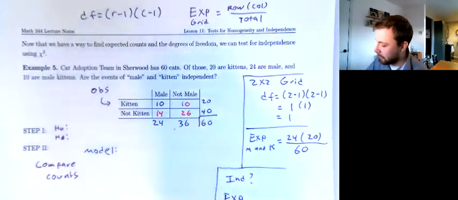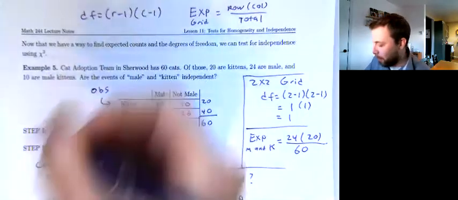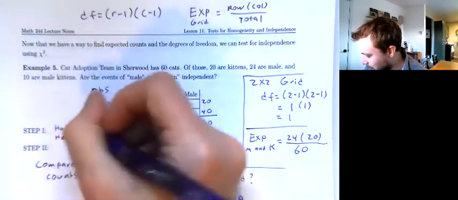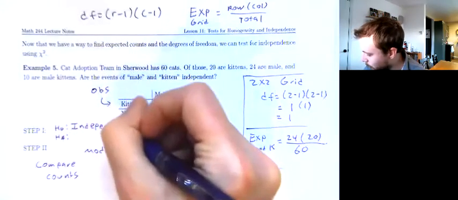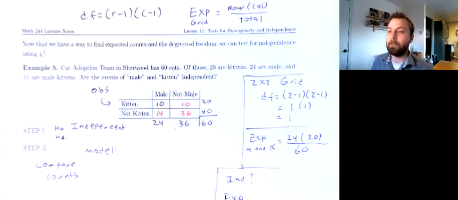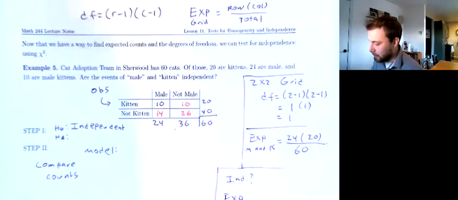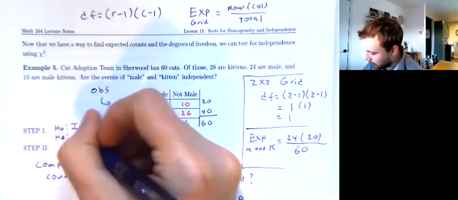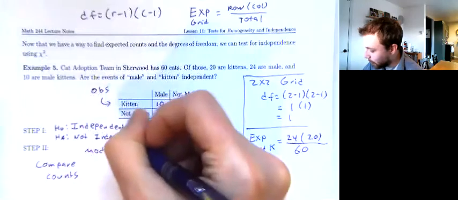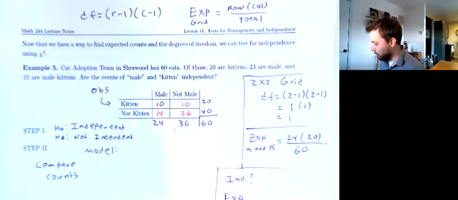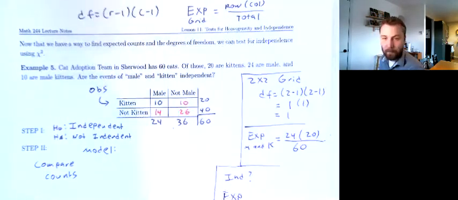So null hypothesis. Well, let's just set this up as null hypothesis. The events are independent. In other words, being a kitten does not affect the probability of being male. For the alternative hypothesis, let's test if they are not independent. In other words, let's see if there's a dependency between these variables.